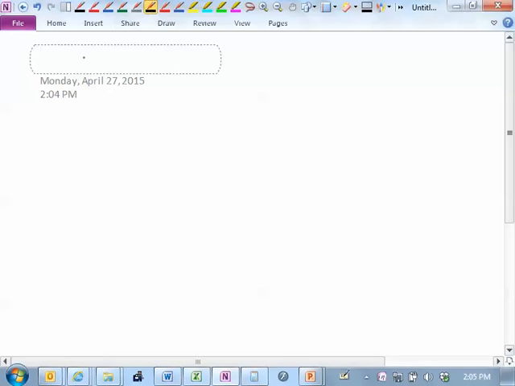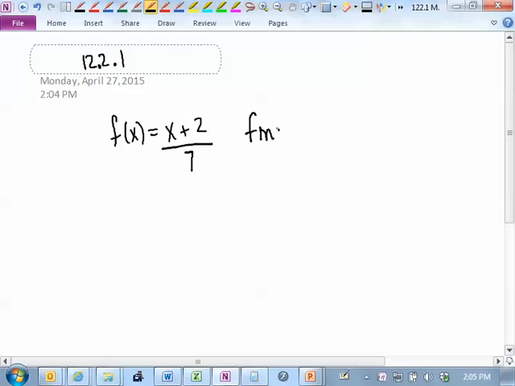Okay, so this is 12.2.1. So question 1 from homework 12.2. Give it to me. It's f equals x plus 2 over 7. 2 sevenths like this, or all over 7? All over 7. Okay. All right, and then the directions are find the inverse. And find the inverse of the 1.